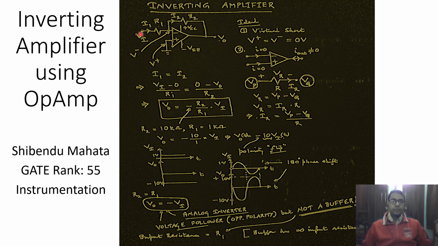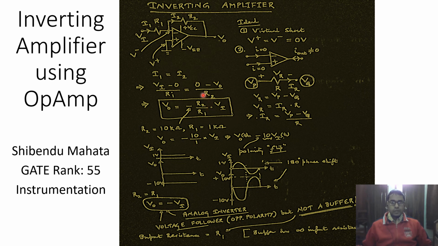And therefore, for I1, we can formulate the current as Vi minus 0 divided by R1, and this must be equal to 0 minus V0 divided by R2. So if I1 is equal to I2, then from this formulation, we can go one step forward and find the expression for the output voltage V0 as negative of R2 by R1 multiplied by Vi.